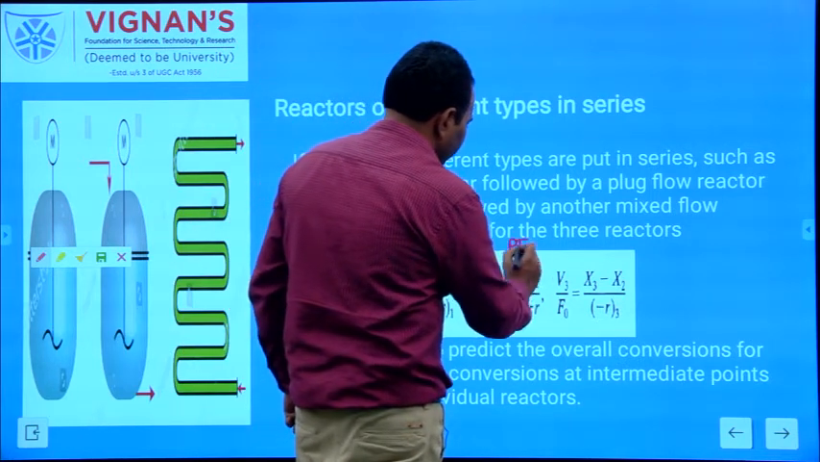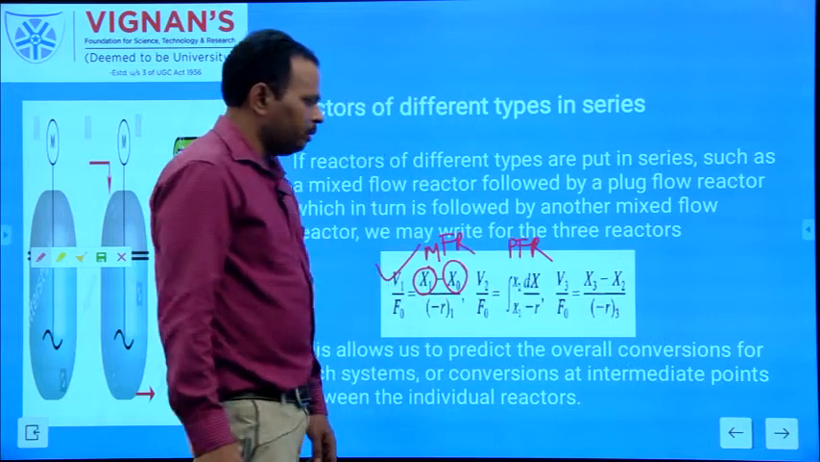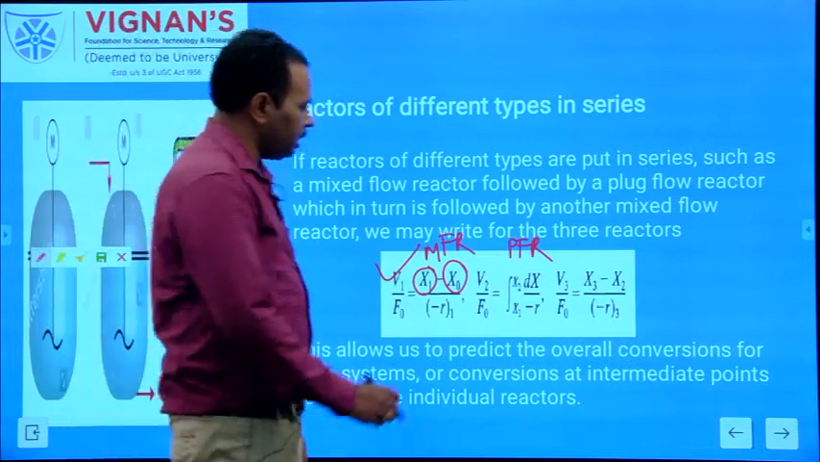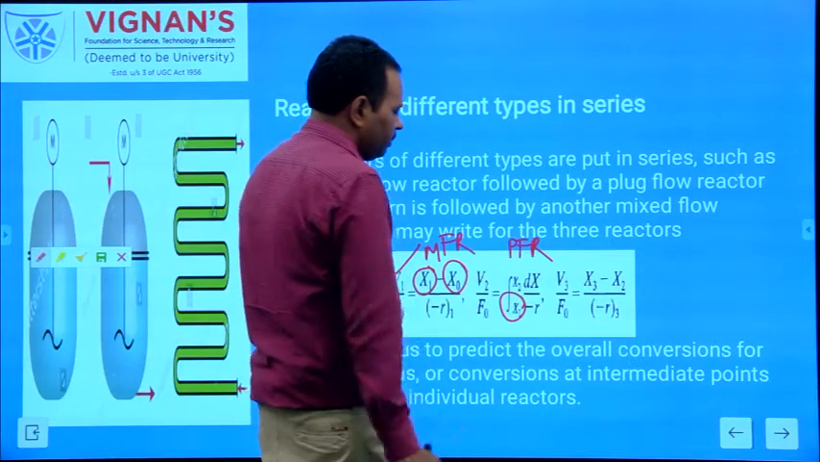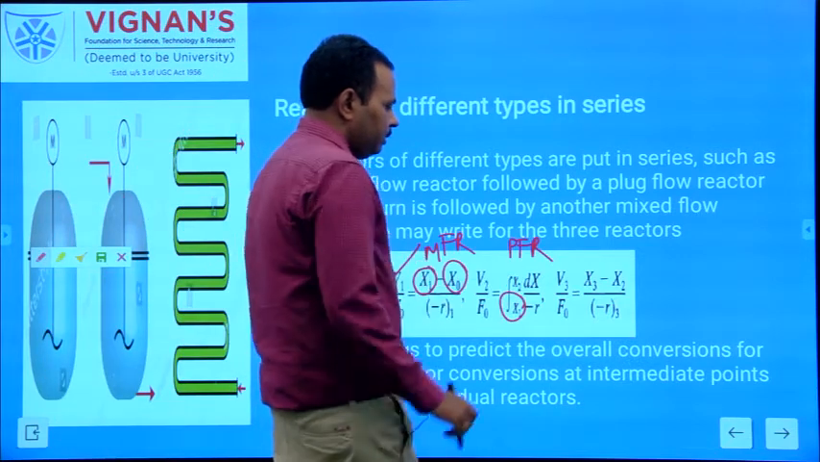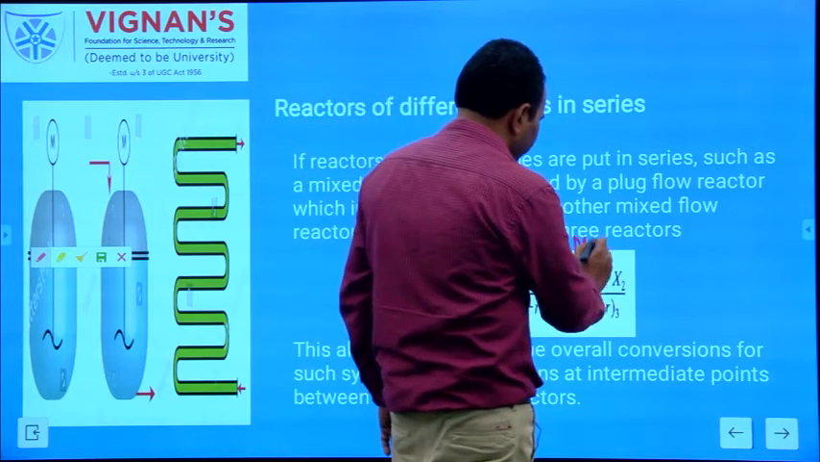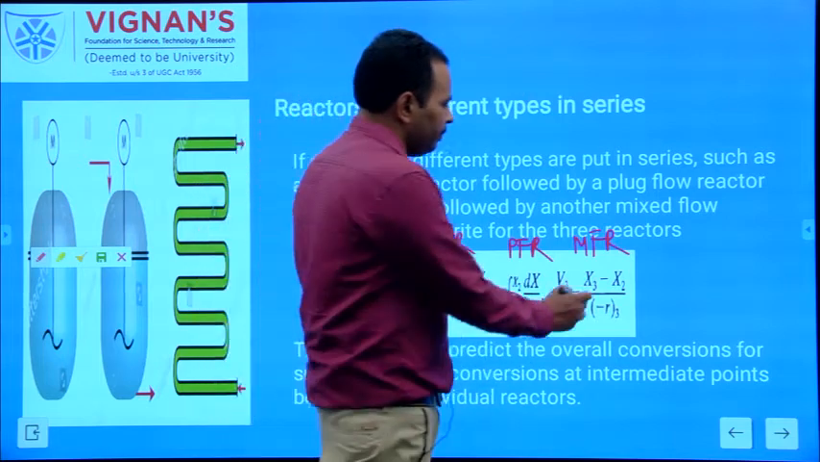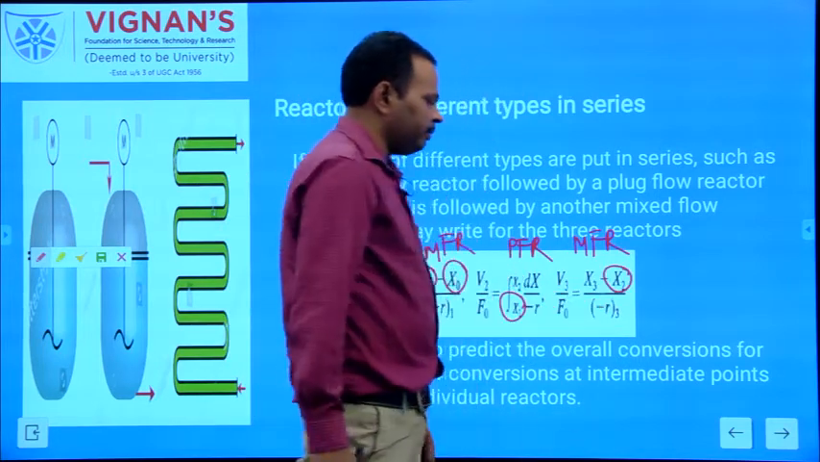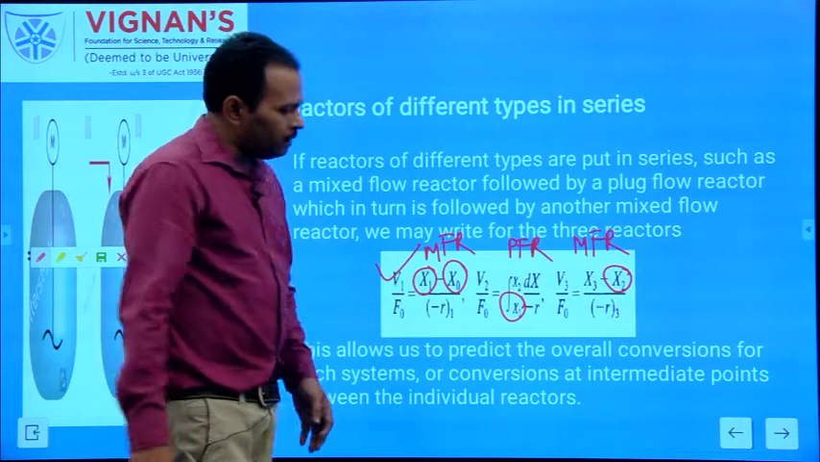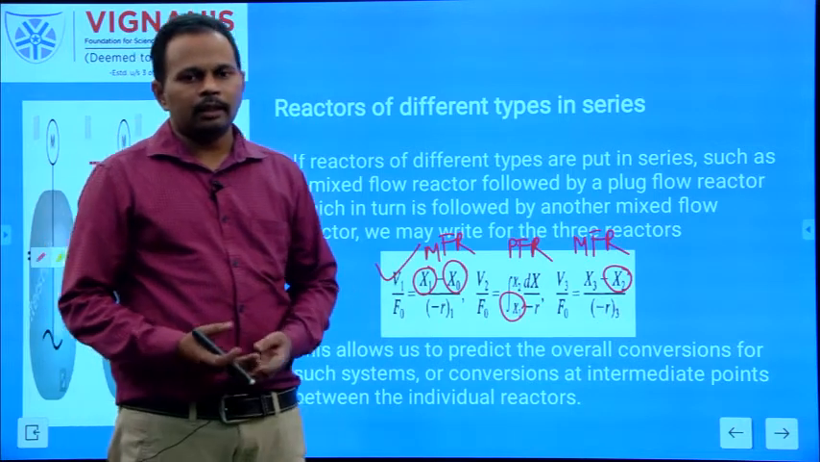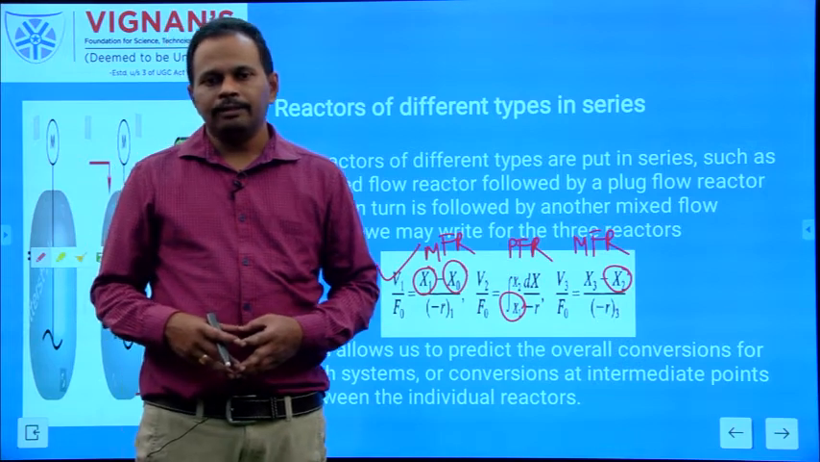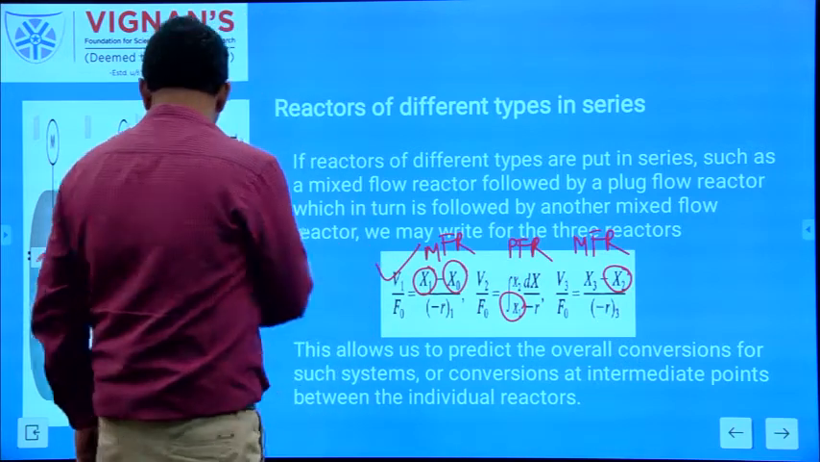Again V2 by F0. Second one, this is MFR first one, again second one PFR. PFR is what? V2 by F0 is equal to integral X1 to X2 dx by minus R. X1 is the conversion from the earlier MFR, X2 is the conversion within the PFR. Again followed by, we can have another MFR. MFR also, X3 minus X2, X2 is the conversion from the PFR, the previous reactor, divided by minus R3. When you combine all these equations, you can find out the overall conversion, or you can find out the conversion at the intermediate points between these reactors.